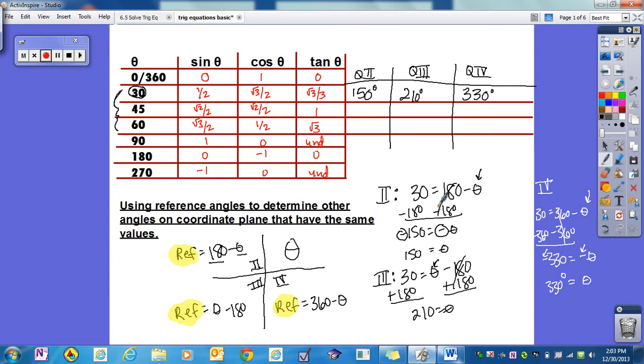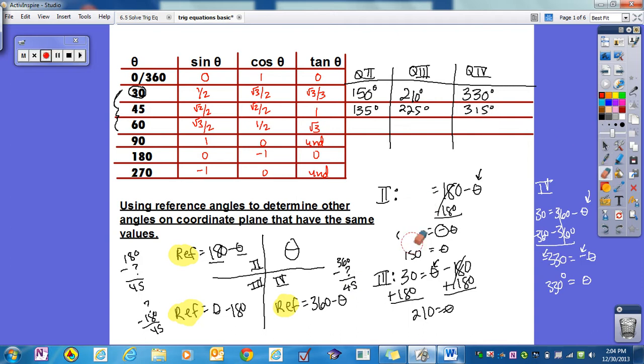I could keep going with this pattern to figure out 45 and 60, or I can go with, if I was looking at 45 degrees in the second quadrant, 180 minus what gives me 45 degrees, and that's 135 degrees. So we can do a lot less work on this. If I was in the third quadrant, what minus 180 gives me 45, and that is 225. Looking in quadrant 4 with 45 degrees, 360 minus what gives me 45 degrees, and that is 315 degrees.